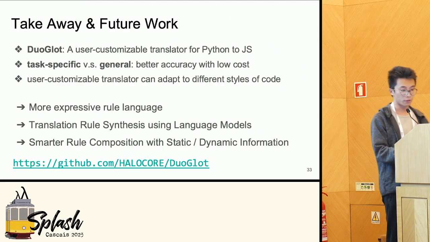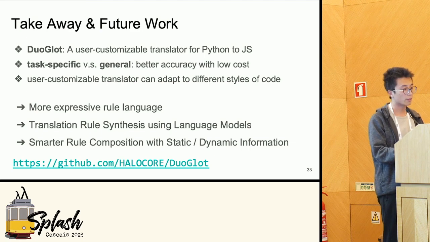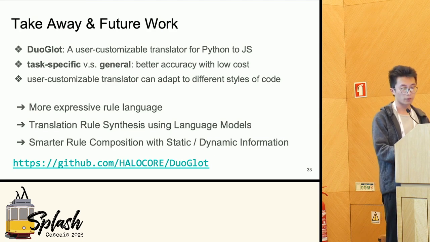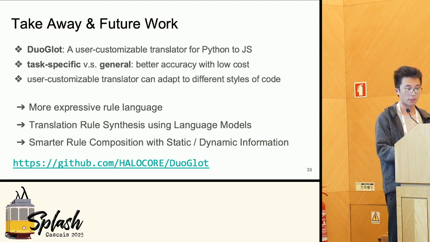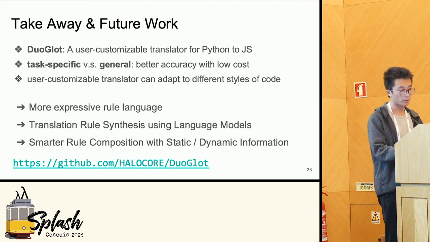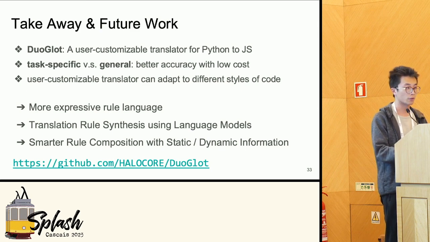So in conclusion, we implemented a prototype translator named DuoGlot, a user-customizable translator for Python to JavaScript code translation. We show that we can build task-specific code translators that perform well for the specific task with relatively low human cost. And the user-customizable translator can adapt to different styles of code.